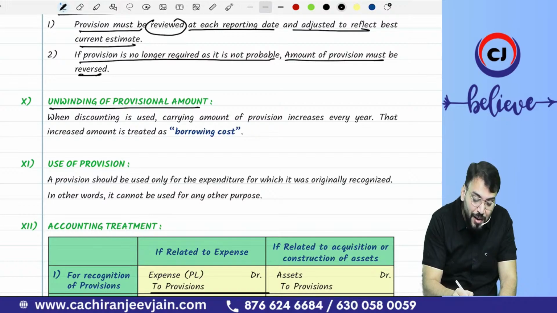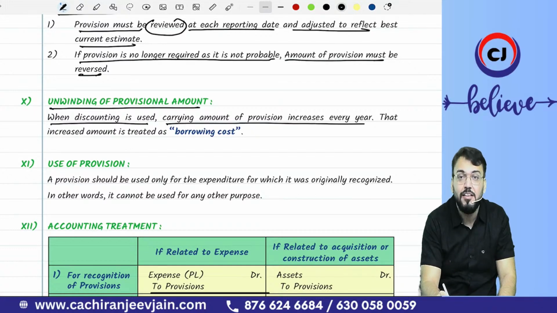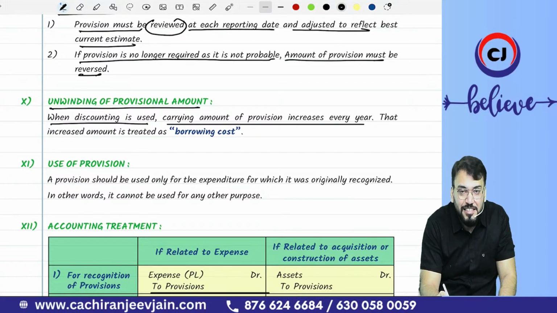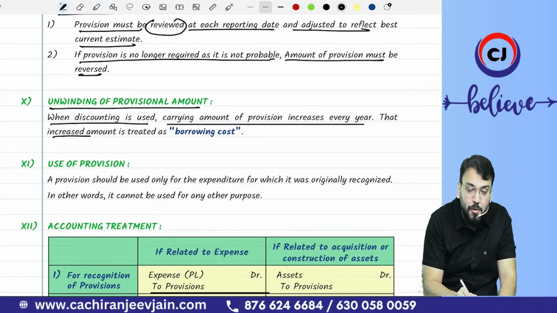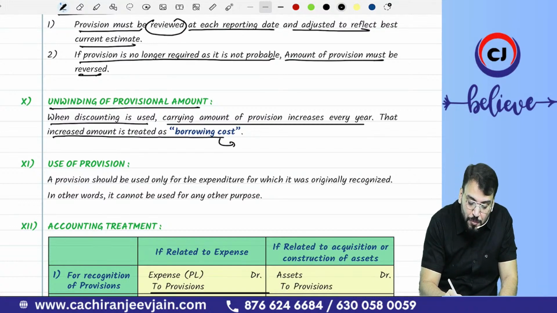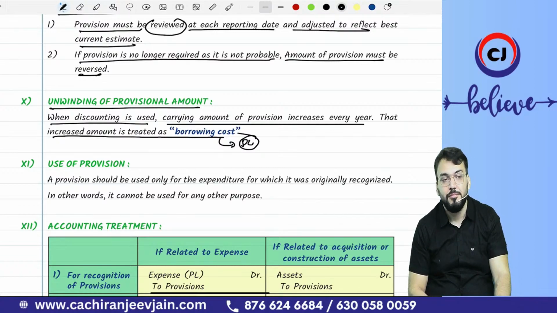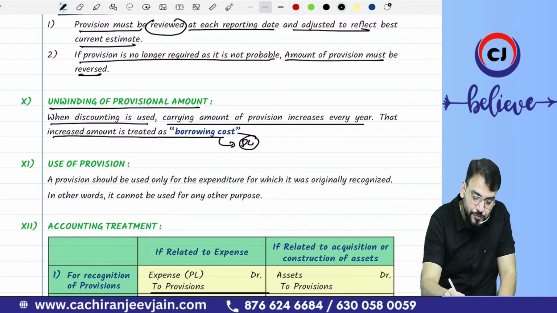Correct now. So unwinding of provisional amount means what? When discounting is used, the carrying amount of provision increases every year, and that increased amount is treated as borrowing cost, and that borrowing cost will be charged to profit and loss account. So this will be borrowing cost charged to profit and loss account. Correct. Let me take one question.